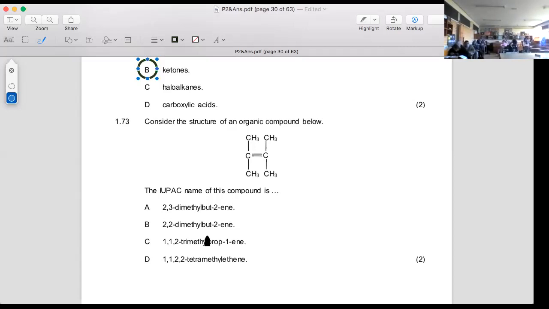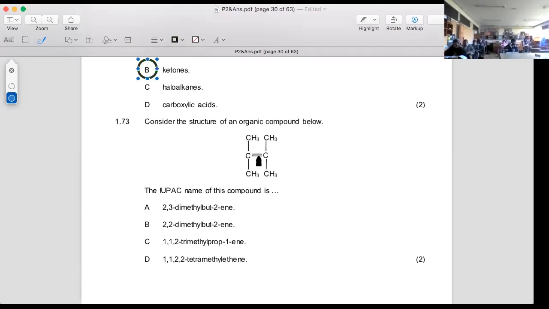Okay, so let's go to rule number 1 of naming. What is rule number 1? Find the longest chain. Who says the longest chain is 3? Who says the longest chain is 2? Who says the longest chain is 4? Okay, there's the hint. The longest chain is 4.